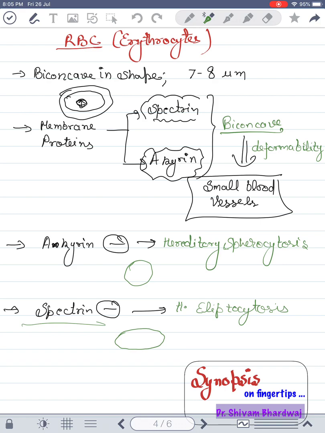There are two terminologies. One is anisocytosis, which means the RBCs are of unequal size. There is a problem in the size. And another terminology is poikilocytosis, which says that the RBCs are of different shape.